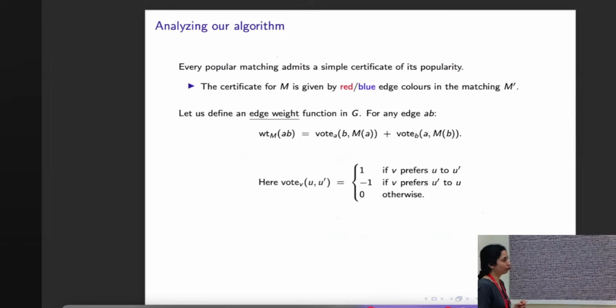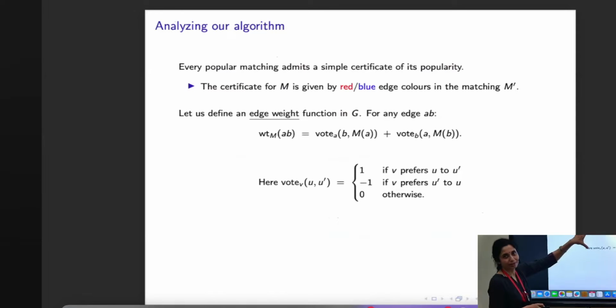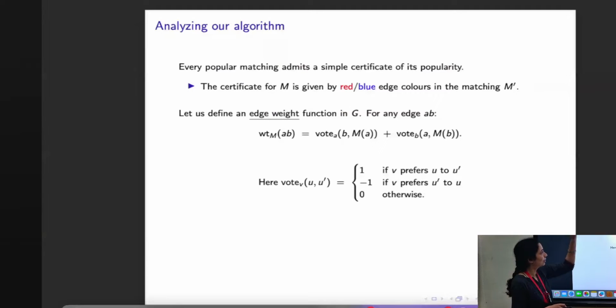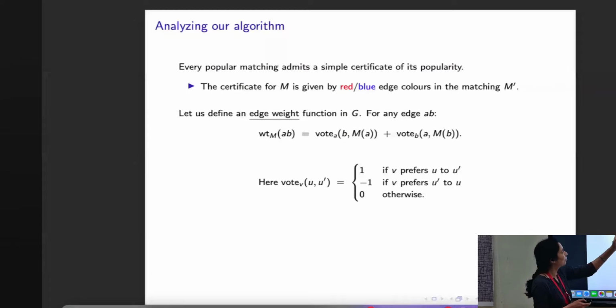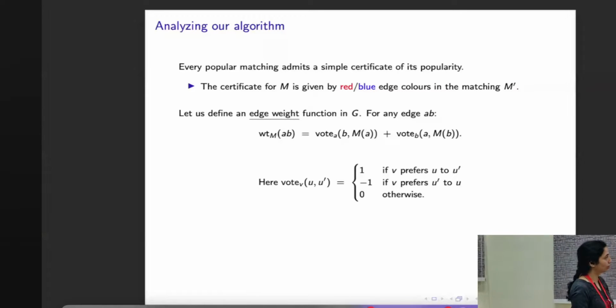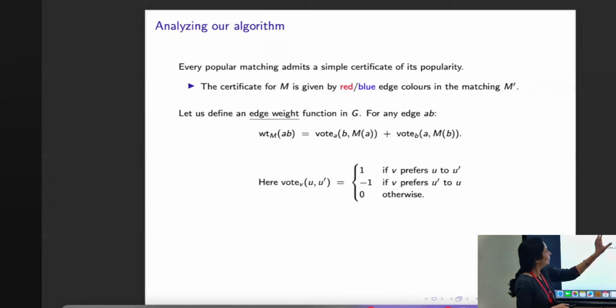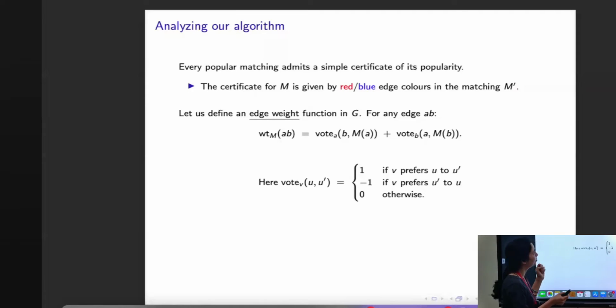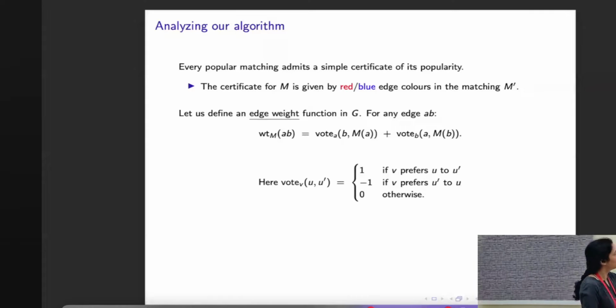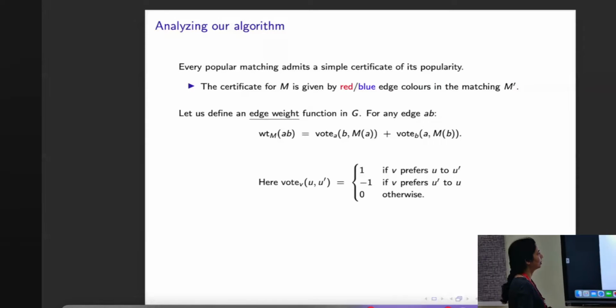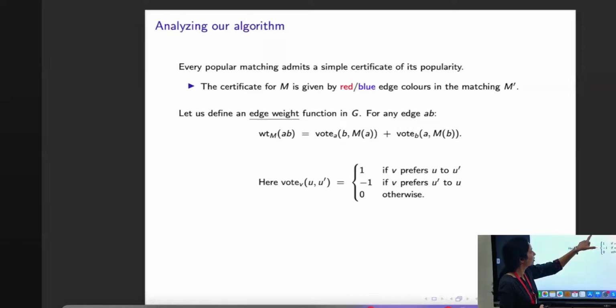So to define the certificate of popularity, we need to go into linear programs. So let's first translate this whole notion of popularity into some kind of an edge weight function. So we have a particular matching M with us, that's a matching returned by that algorithm we saw in the previous slide. Let's define an edge weight function that depends on this matching M. So what is the weight of any edge AB? It is the sum of the votes of the endpoints of the edge for each other versus their respective assignments in M. So what do we mean by sum of votes? What is the vote of a vertex?